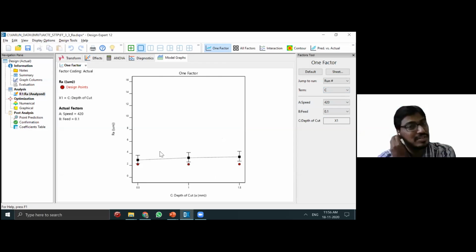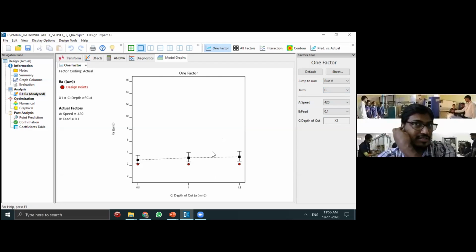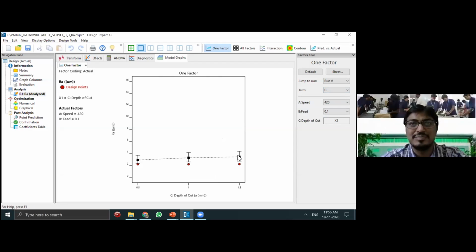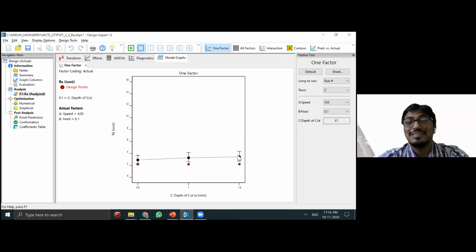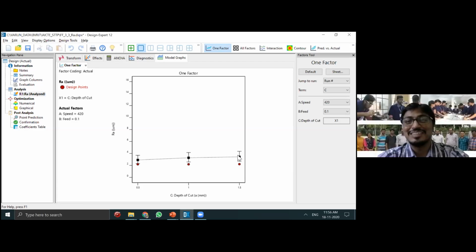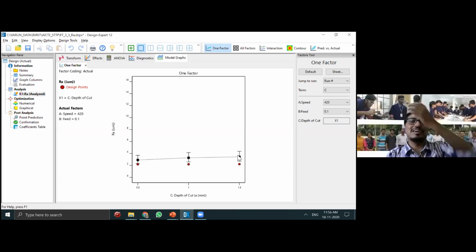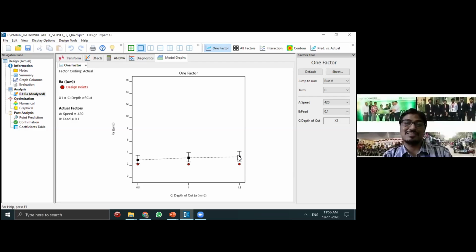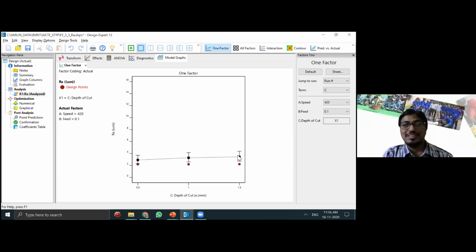Yes, this graph is okay, fine for us: as the depth of cut is increasing, a bit of increase in surface roughness can be found. Yes, this can be a somewhat reasonable graph. But how about the other two? That is why the R square, predicted R square and adjusted R square values tell you how good the experiment you have conducted is. That is the biggest thing for us.